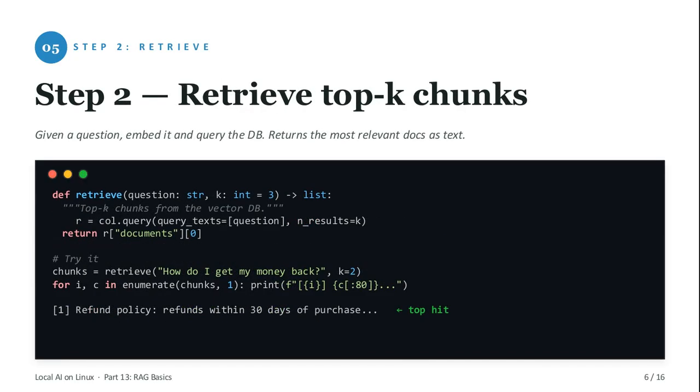Now for step 2, retrieval. We hand Chroma a question, it embeds that question with the same model, and finds the K closest chunks by vector similarity. Notice the query here. How do I get my money back? Never mentions the word refund, but the top hit comes back as the refund policy. That's semantic search doing its job, matching meaning, not keywords.